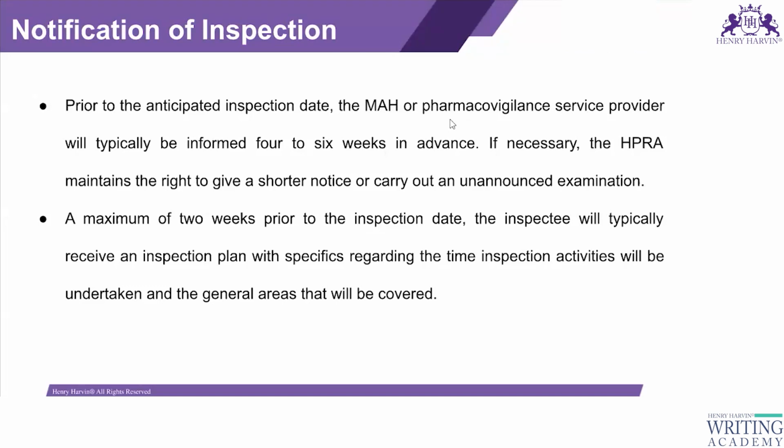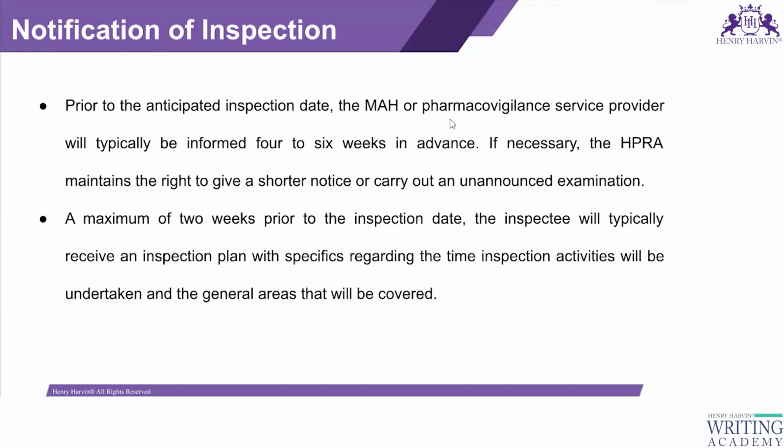So prior to the date decided for conducting any inspection, the marketing authorization holder or the pharmacovigilance service provider, meaning the company or any third party providing pharmacovigilance services to that company, will be informed. Inspections can also be conducted on those pharmacovigilance companies. They will be informed 4 to 6 weeks in advance, but it is the regulatory authority's choice if they want to give a shorter notice to carry out an unannounced examination.